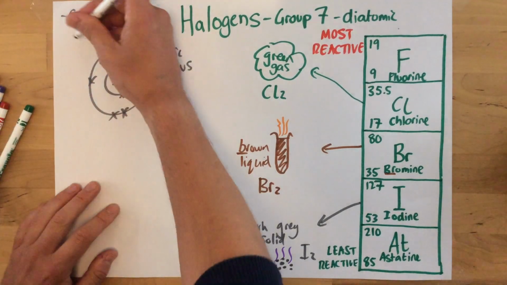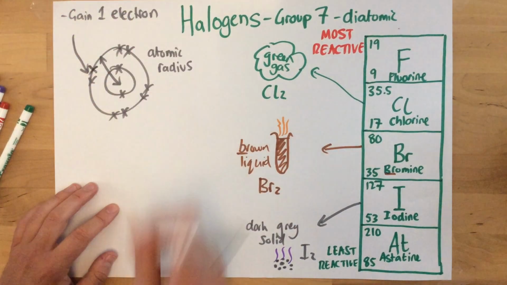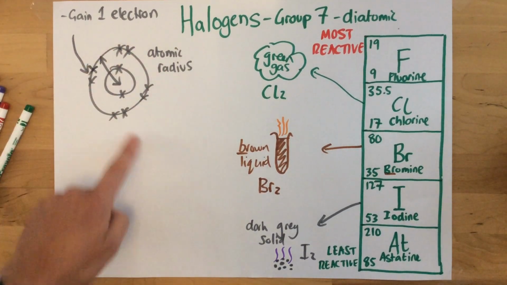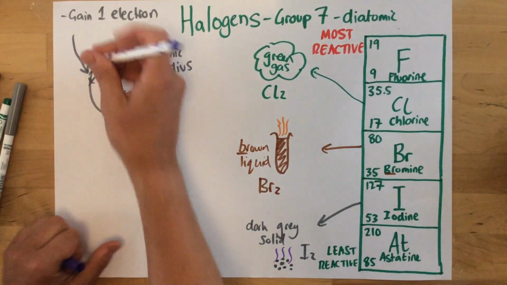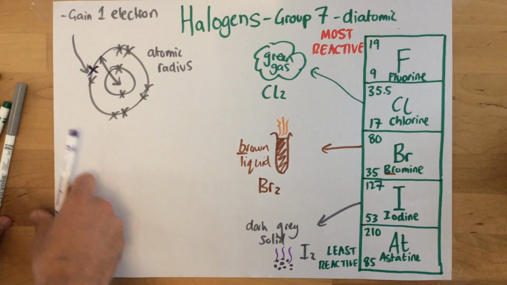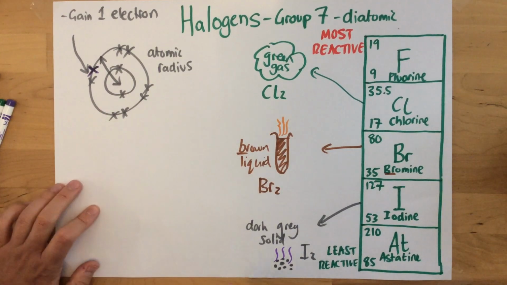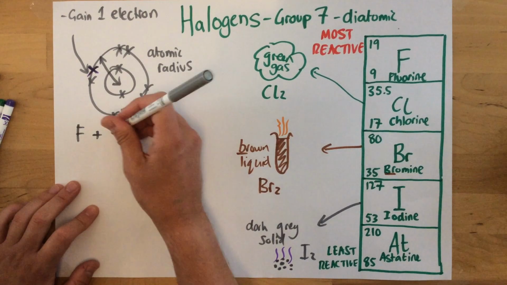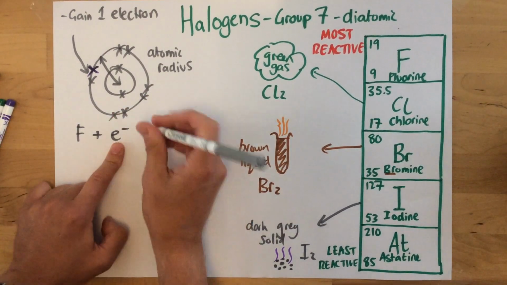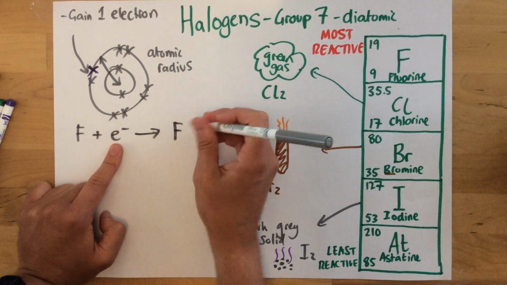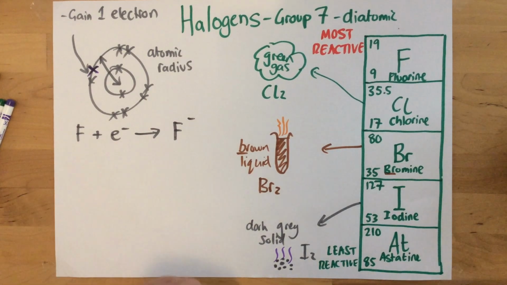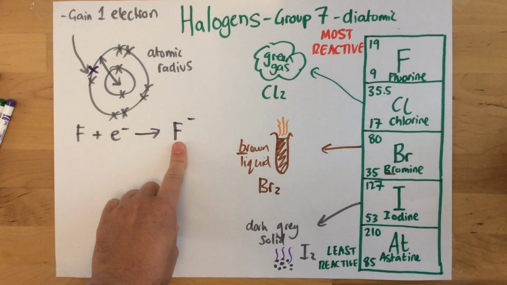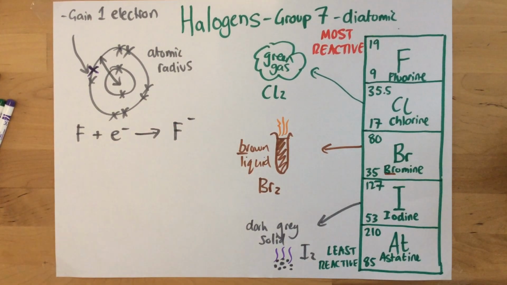So let's say we've managed to get that extra electron. We now have a full outer shell. I'll just do it in a different colour to show it's come from a different atom. This is what we have. We have fluorine reacting or gaining an electron to form F-. So all halogens form 1- ions like this.